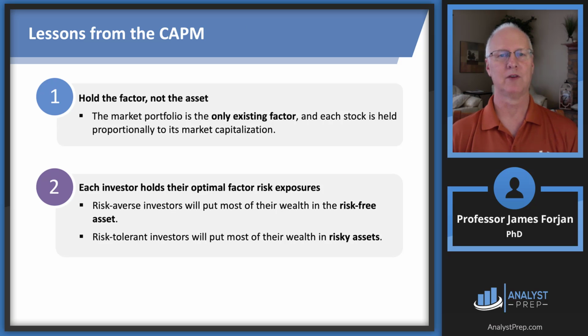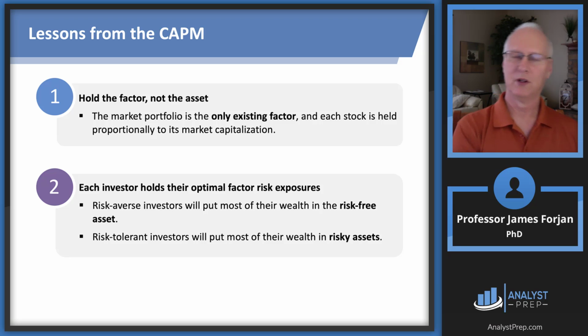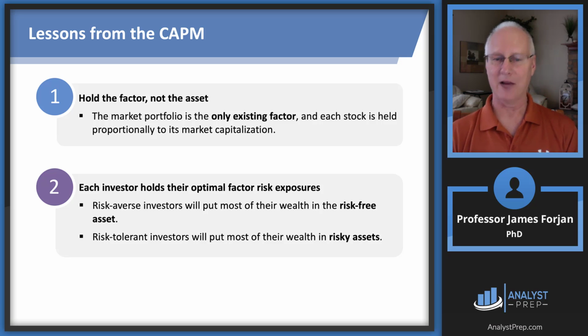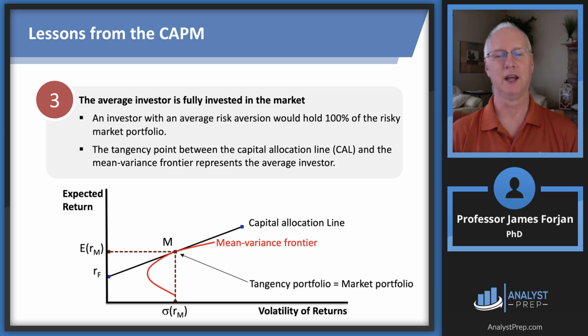All right, some quick lessons from the capital asset pricing model. The market portfolio is the only existing factor, so everyone is going to hold the market portfolio. But each investor is going to hold their optimal factor risk exposures. So highly risk-averse investors are going to choose to invest in government securities, risk-free assets. But risk-tolerant or rational investors are going to put most of their wealth into those risky assets. And so they can move up and down along that capital asset allocation line, which we'll see here in just a few seconds. And here it is. All right, the average investor is fully invested in the market.